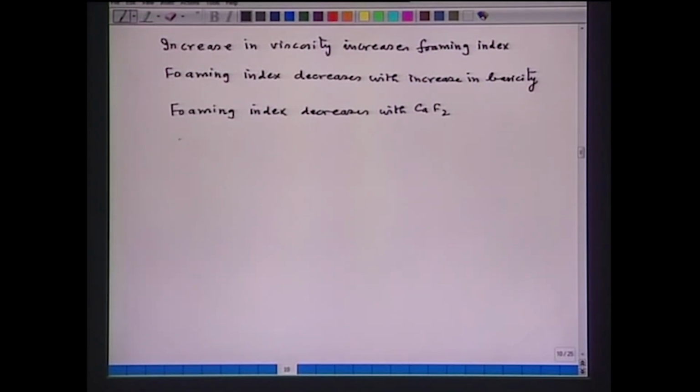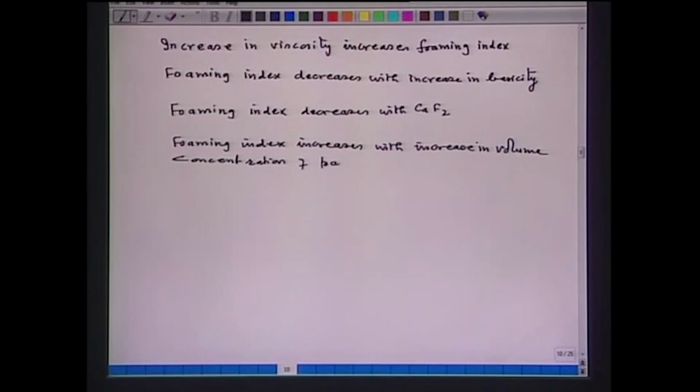Now, foaming index increases with increase in volume concentration of particle. Now, why does it do so? Can you imagine? Because the more particles there are in the slag, the viscosity of the slag increases, on account of which the foaming index increases.